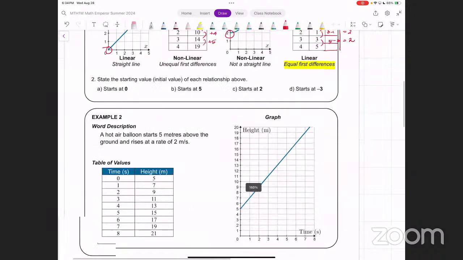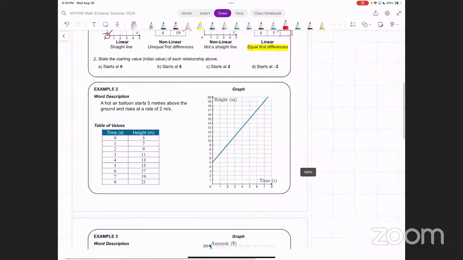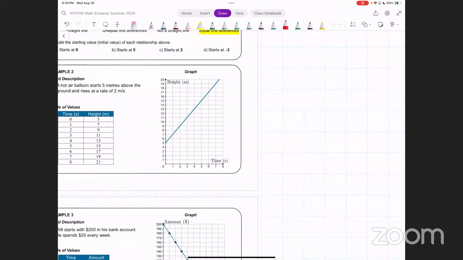Okay, cool. Now, word description. A hot air balloon starts 5 meters above the ground and rises at a rate of 2 meters per second. So let's look at a graph. So it begins at 5 meters, and every second it goes up by 2 meters. So that means after the first second, it should go to 7. Does it go to 7? Yes, it does. After 1 more second, it should go to 9.